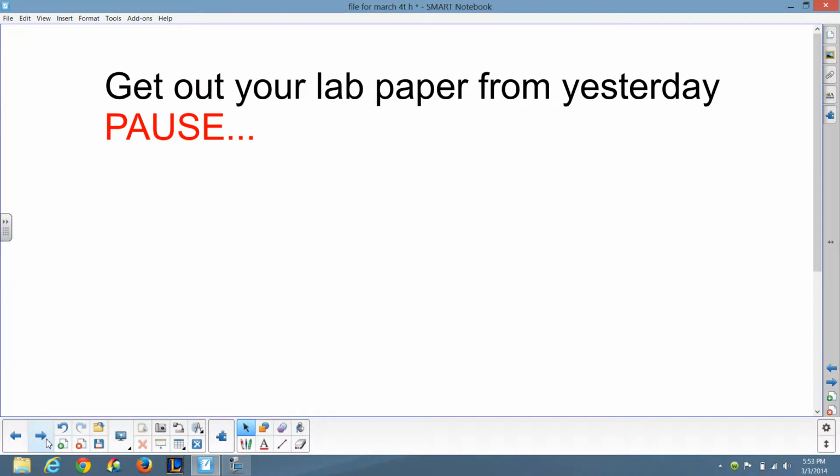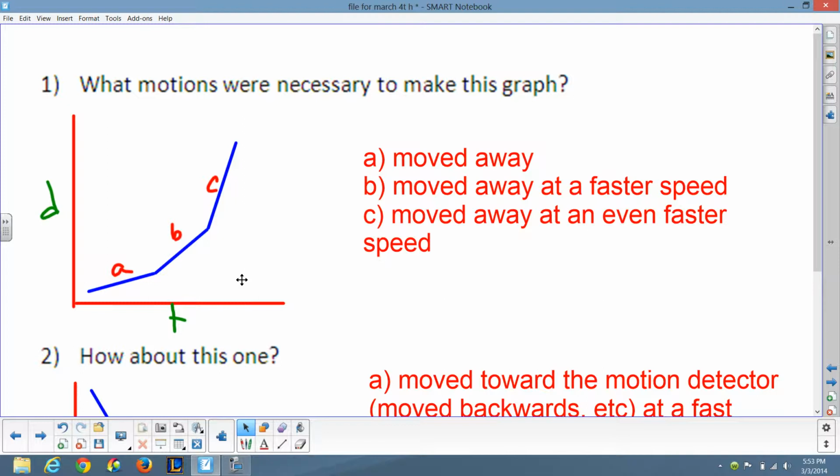Alright, the next thing we're going to do is look at your lab paper from yesterday. This is one we did the lab pros and the motion detectors with. So we're going to have you pause the video while you get those papers out. Alright, you should have those papers out now. We're going to look at the back page.